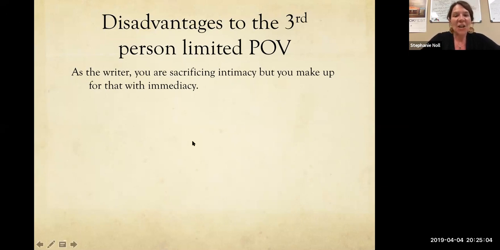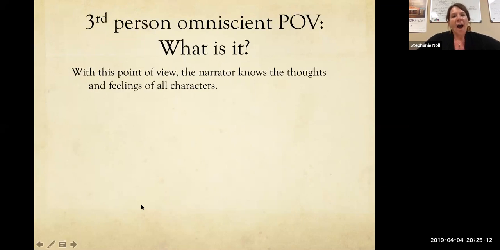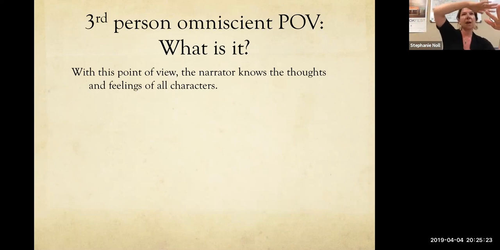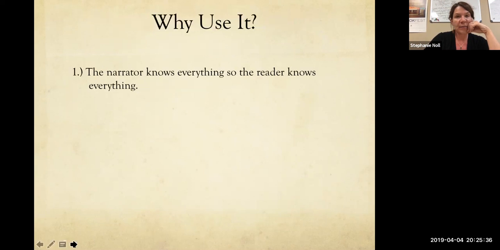Yes, so let's talk about some disadvantages. Oh, I already did that, sorry. Let's talk about omniscience. With this point of view, the narrator knows the thoughts and feelings of all characters. This is the truly godlike position. Someone is observing a whole town, scene, environment, and they know everything about everybody. So the narrator knows everything, so the reader knows everything, right?